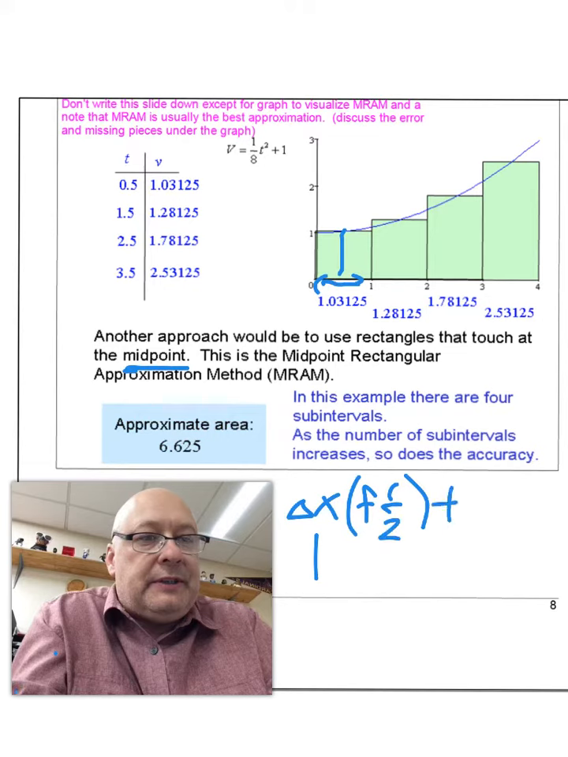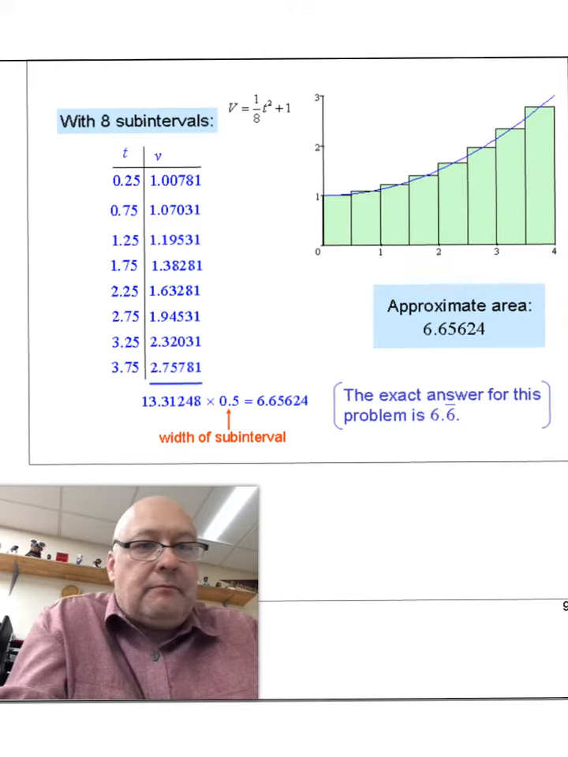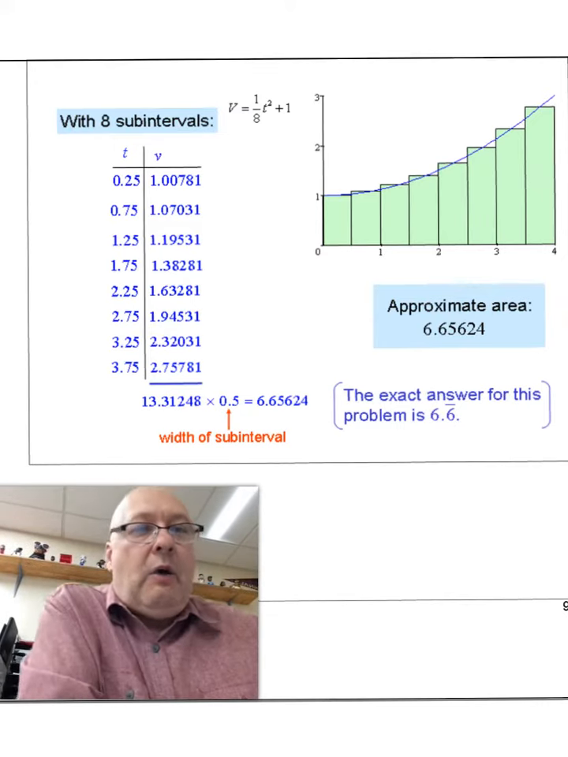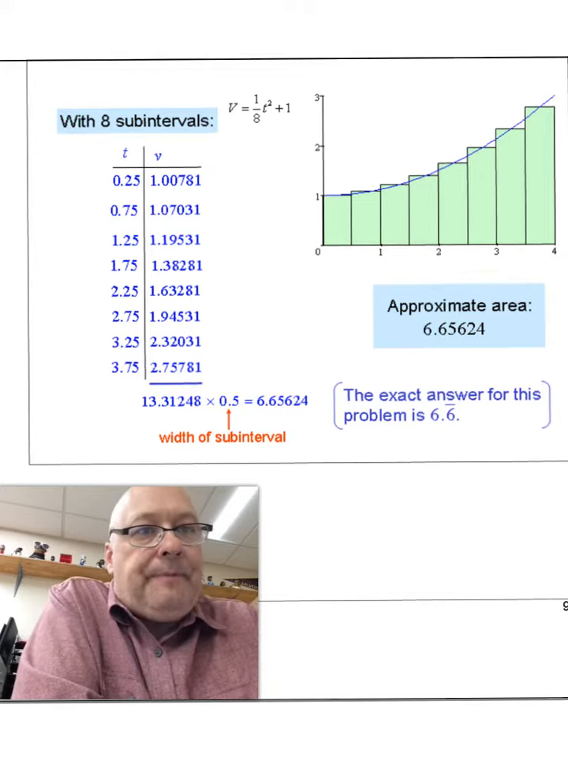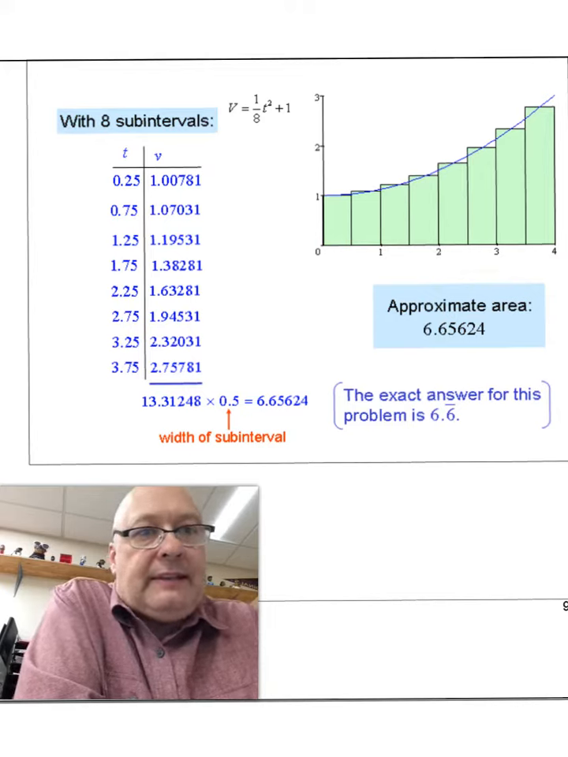How do I find the height of this rectangle right here? This would be f of 1.5. This one would be f of 2.5. And by the way, it's not that complicated. How do you get these values? You just substitute 1.5 in for t, and in this case, you'd have to use a calculator. Now, in this case, it's an MRAM again.